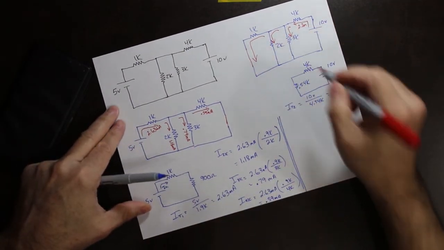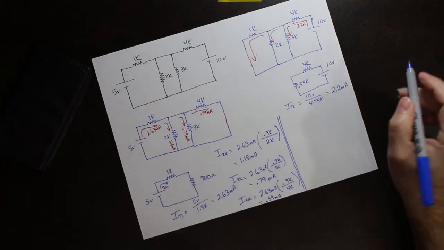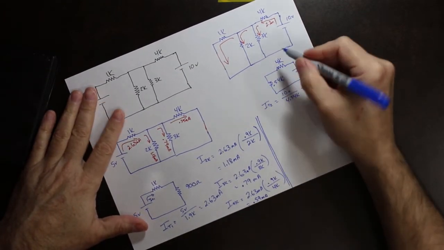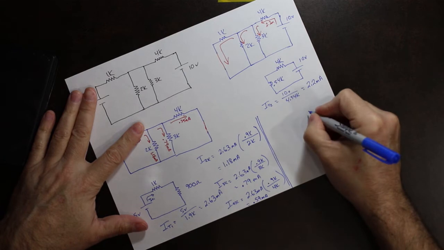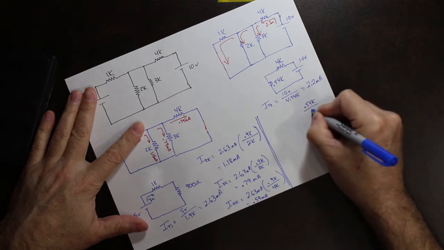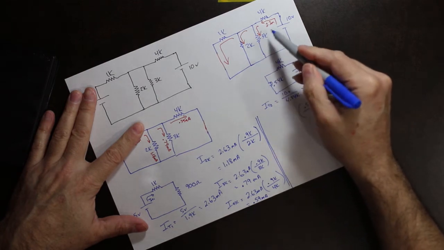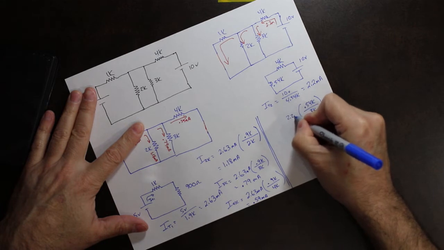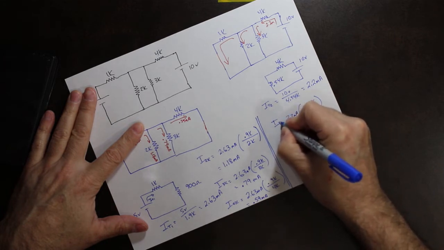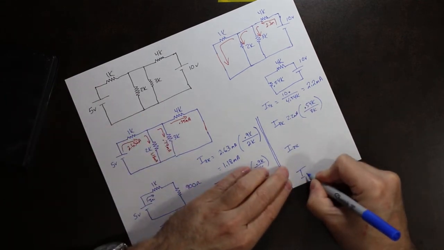So how much goes through each? We're going to do the current divider thing again. On the 3K, it's 0.54K over 3K times the total current, which is 2.2 milliamps, and that becomes I of the 3K. Then we have I of the 2K, and we have I of the 1K.